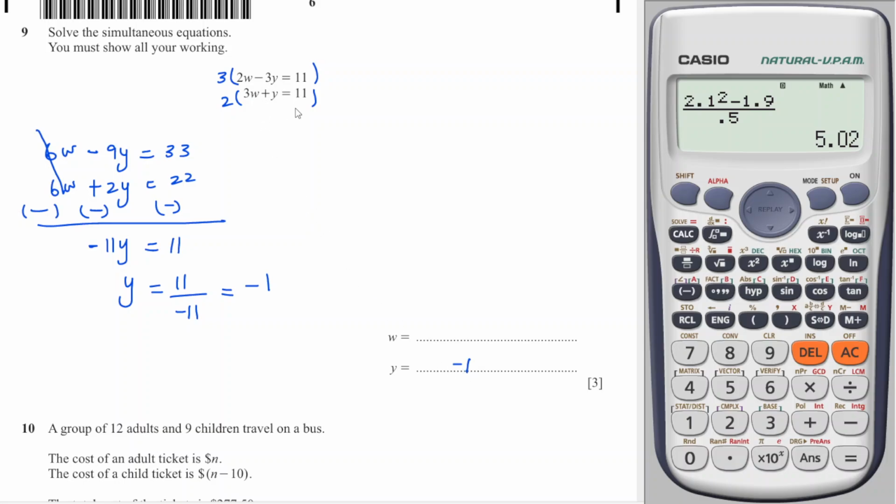Now I can use the second equation, 3w plus y. The y value I already found as minus 1, is equal to 11. So 3w is equal to 11 plus 1. Then w is equal to 12 by 3, and 12 by 3 is 4. So this is the thing we can do.